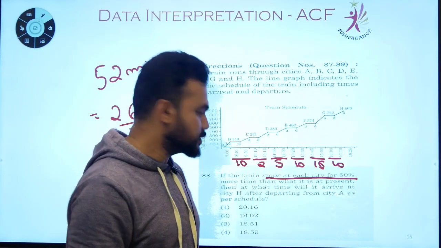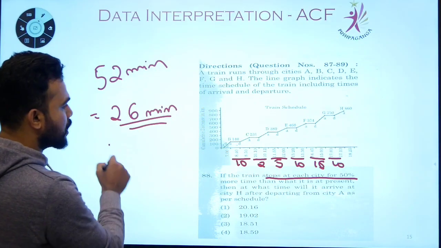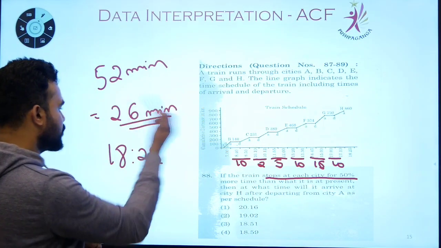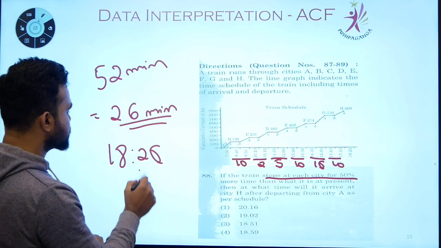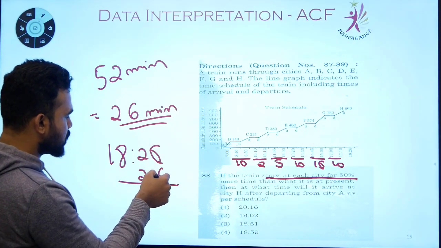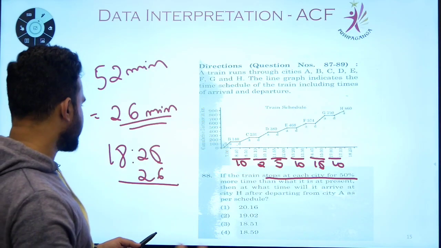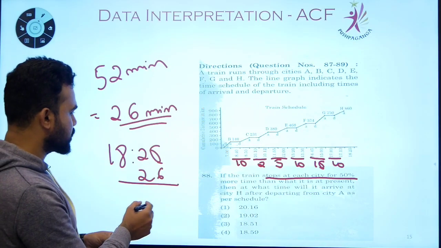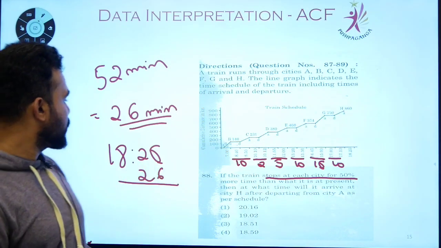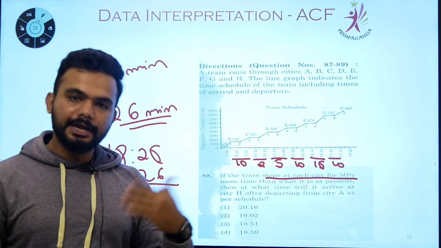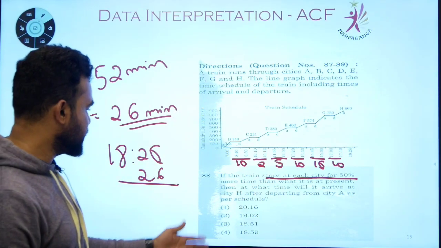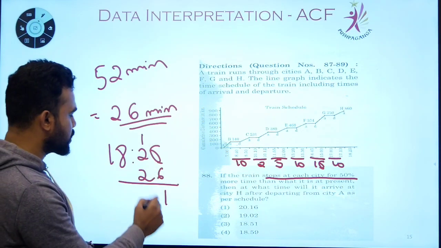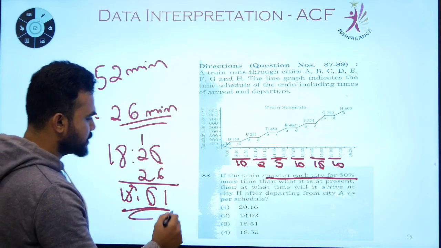So if we add 26 minutes more to the present time, what is the final time? It was 18 hours 25 minutes. So if we are adding 26 minutes more, this is nothing but 18:51. So the timing will be 18:51.